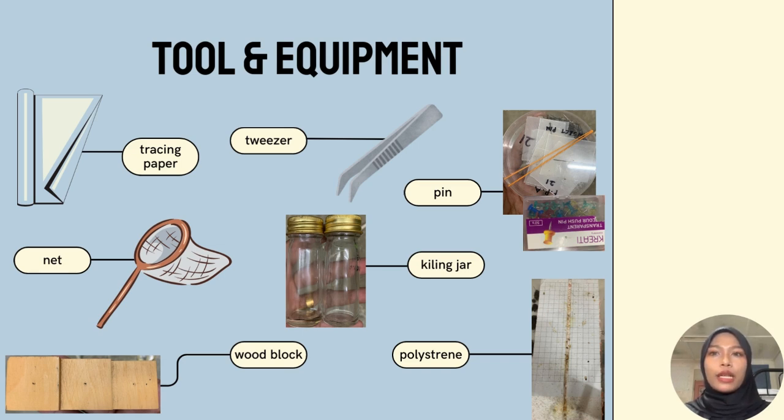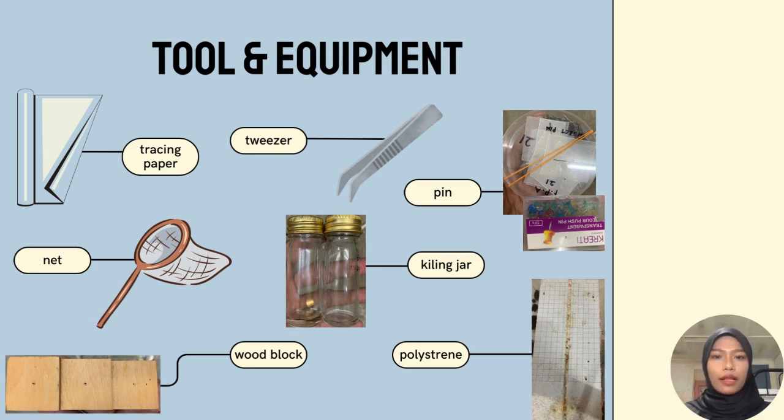Next, the equipment that I need to pin all the insect that I have captured. Firstly, there is the polystyrene for me to place my insect to pin it. Next is the tweezer, which is to hold the insect. The wood block for labeling the insect, and lastly is the pin to pin the name of the insect and the insect itself.